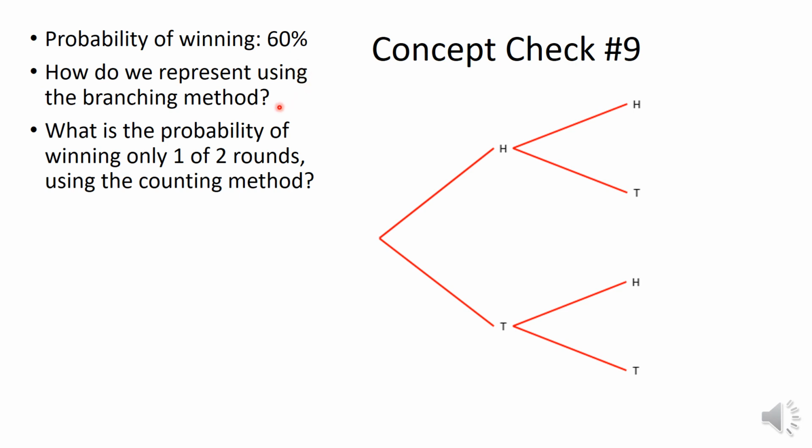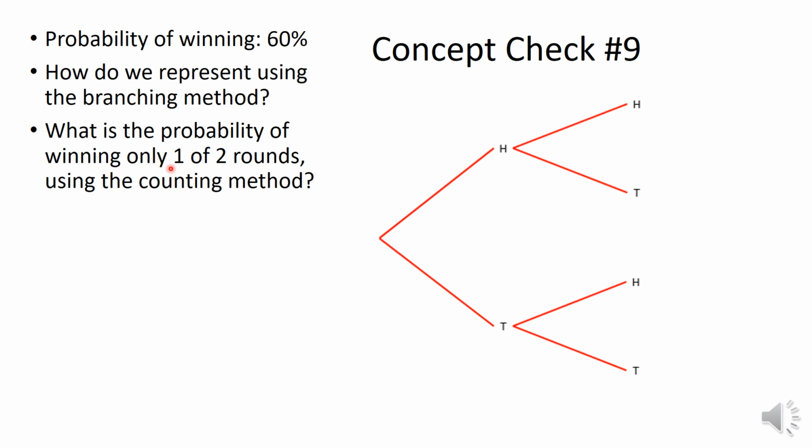All right, so try to draw the first two trials on this slot machine. So you'd play it twice. How would you represent those 2 turns using the branching method if it's got a 60% chance of winning on each given turn? And after you've done that, then try to calculate what the probability of winning only one of 2 rounds is using the counting method.